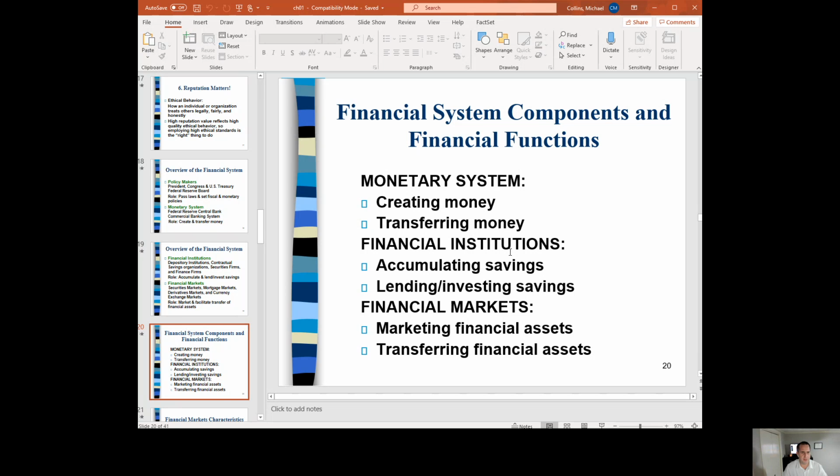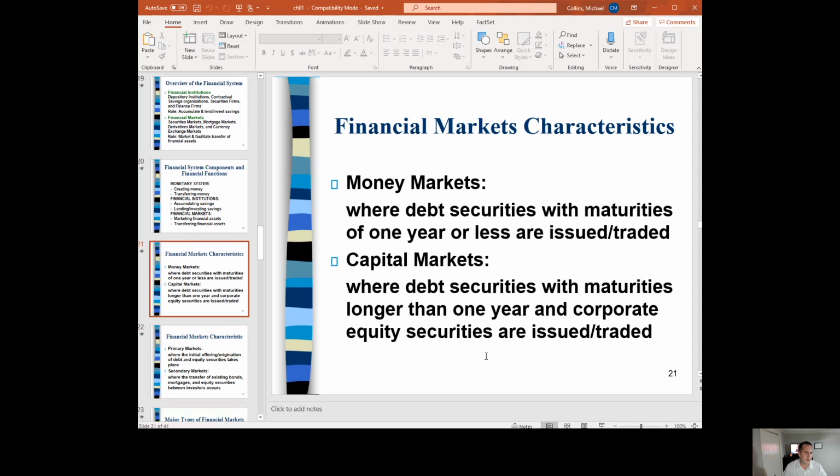Financial system components and financial functions. The monetary system creates the money, transfers the money. Financial institutions accumulate savings and lend. Financial markets are marketing financial assets and transferring financial assets. They might be pitching assets. They might be trying to get investor interest.